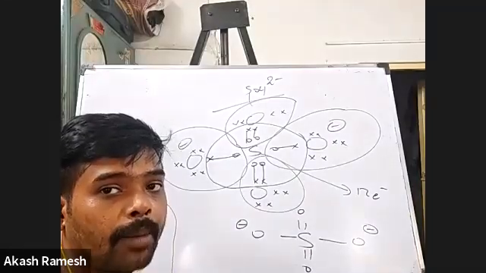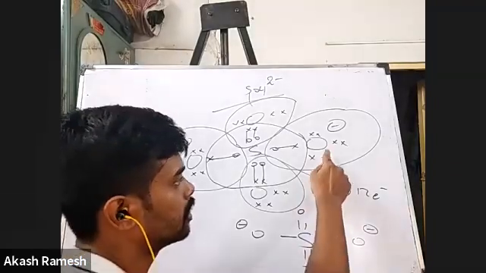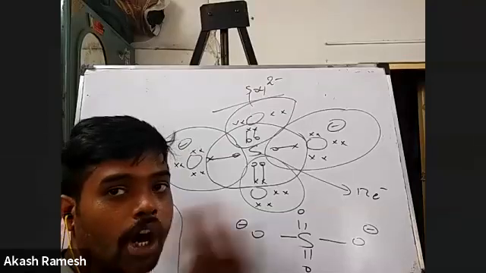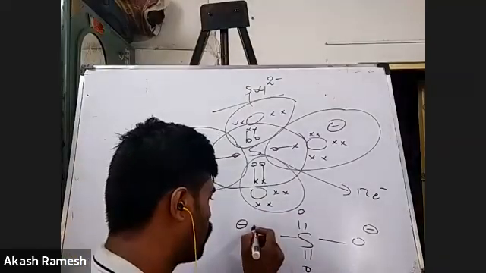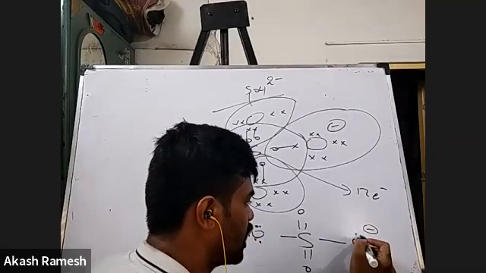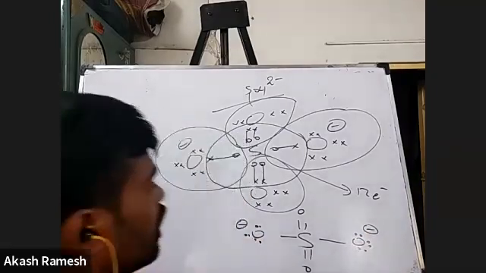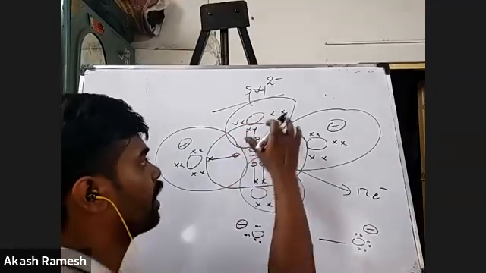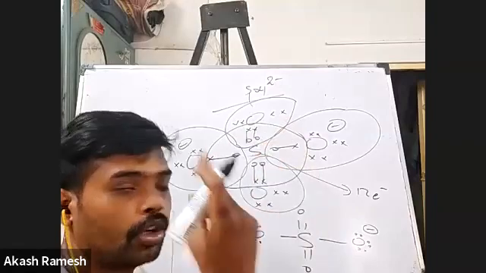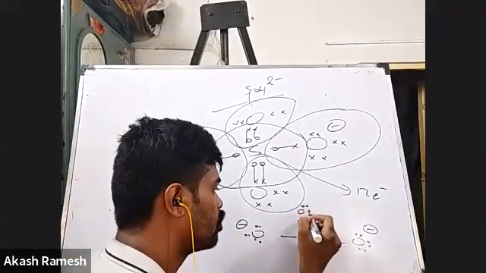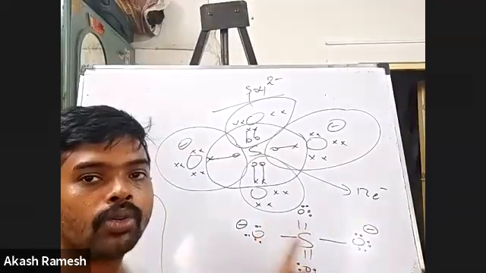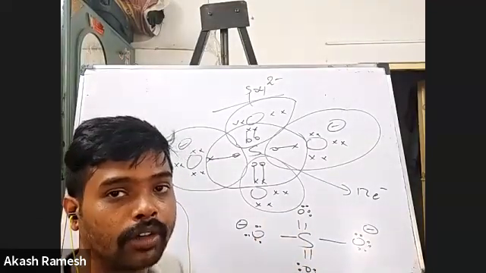Now I have to fill the number of lone pairs for oxygen. This oxygen atom has 1, 2, 3, 4, 5, 6 electrons which are not involved in bonding. Same way for this oxygen atom also, 1, 2, 3, 4, 5, 6. And for these two oxygen atoms, there are 1, 2, 3, 4 electrons not involved in bonding, so basically 2 lone pairs. So this is how you represent the structure for SO4 2 minus.